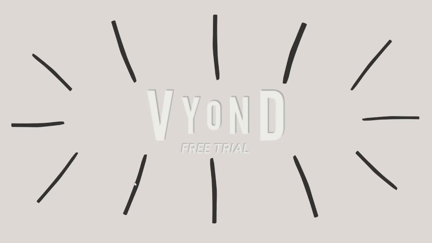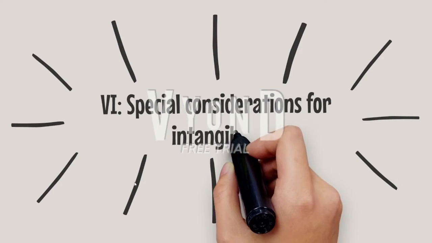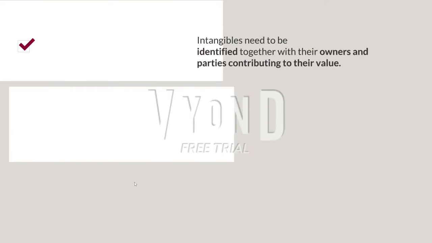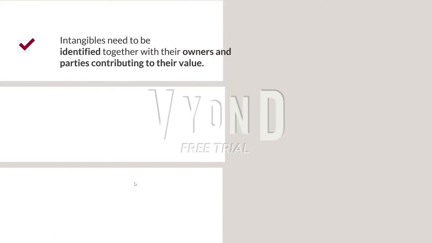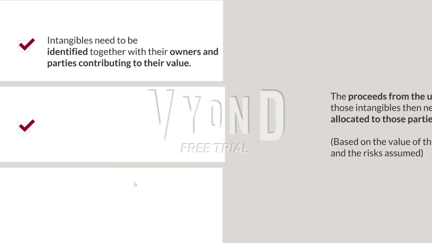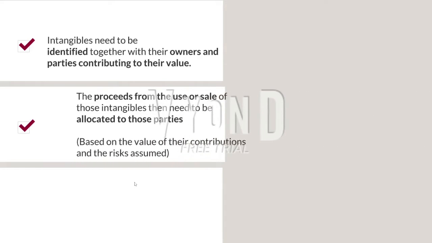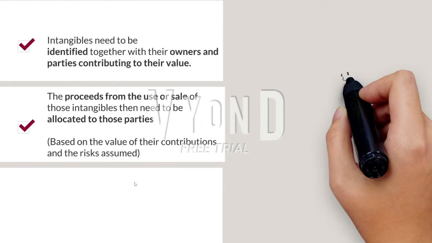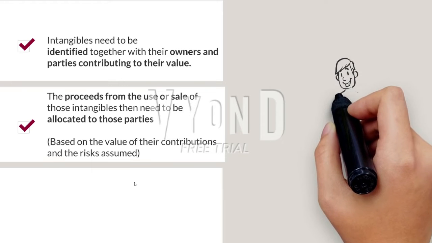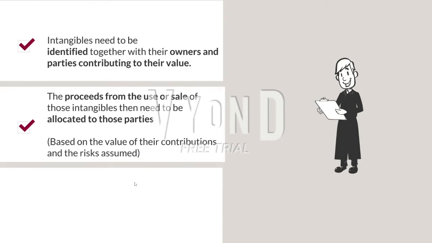From the following chapters, the transfer pricing guidelines deal with the specific transactions, starting with Chapter 6 on intangibles. The intangibles need to be identified together with their owners and parties contributing to their value. The proceeds from the use or sale of those intangibles then need to be allocated to those parties based on the value of their contributions and the risks assumed by them.